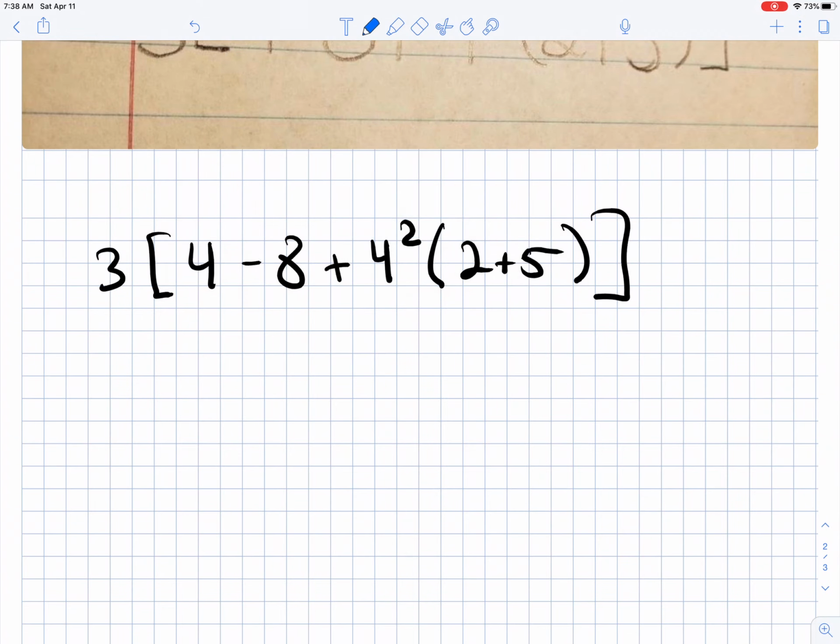So this is an example of order of operations. Order of operations. That is totally not how you spell operations. So order of operations, you have to have an agreed order.